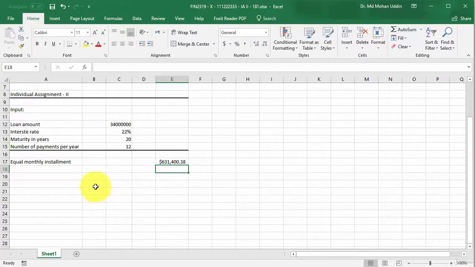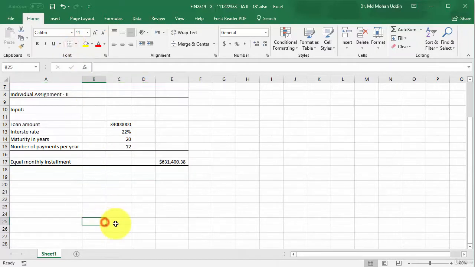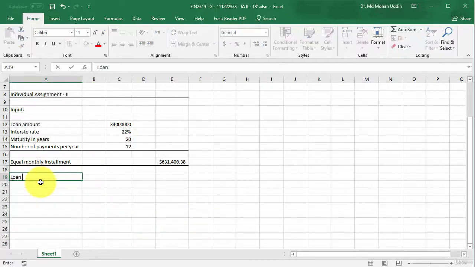Let us focus on the loan amortization schedule. So we have calculated the equal monthly installment for repaying this loan in 240 months, that is 20 years, using monthly installments. Now in the loan amortization schedule we have several columns. Let us write down loan amortization schedule.